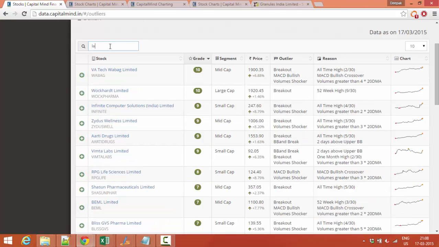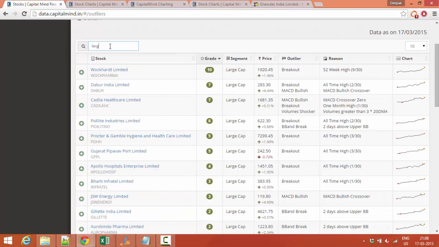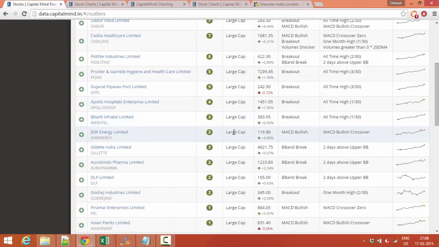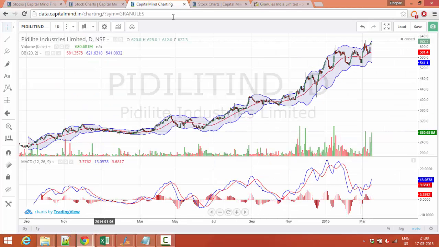You can only look at large caps, for instance, just by typing large cap here, and you'll get only large caps in this entry. You'll see Aarti, Infratel, Apollo, Pidilite, Oro Pharma. Oro Pharma has been doing really well on the charts.